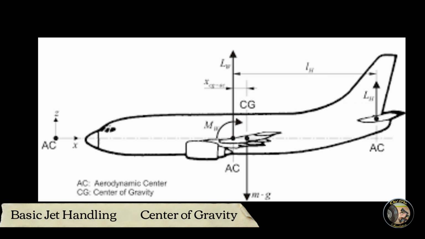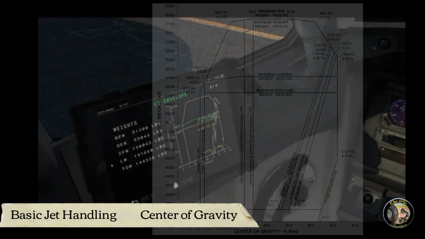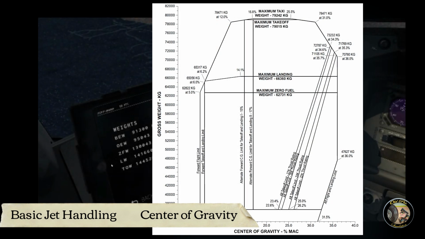Now, Boeing doesn't tell us exactly where this neutral point is located. Instead, what they do is they give us the center of gravity envelope, define its aftmost limit, and tell us not to operate the aircraft behind that limit. In this particular case, the aftmost limit possible is 36% of Mach.